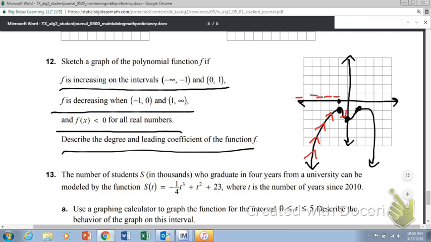Okay, then it decreases in between -1 and 0. Then it increases again between 0 and 1. And then finally from 1, as you move on towards infinity, this graph goes downhill or it decreases. Okay, so then it says state the degree and leading coefficient. Well, based on this behavior, we can say the degree is even and the leading coefficient is negative because it's pointing downwards. Any questions there?